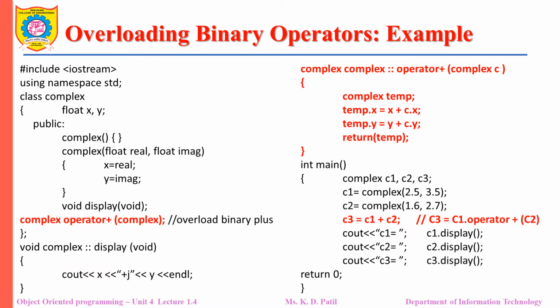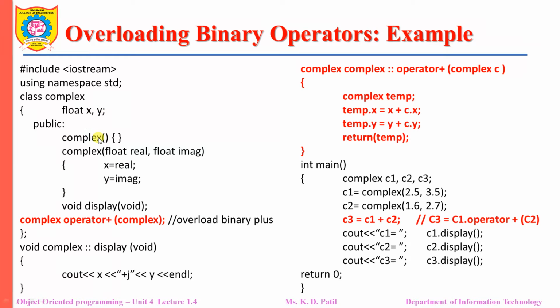Now here I want to perform the addition of two complex numbers. You know that a complex number consists of two parts. The first part is the real part and the second part is the imaginary part. So here in my class Complex, I have two data members, x and y. X will take care of the real part and y will take care of the imaginary part.